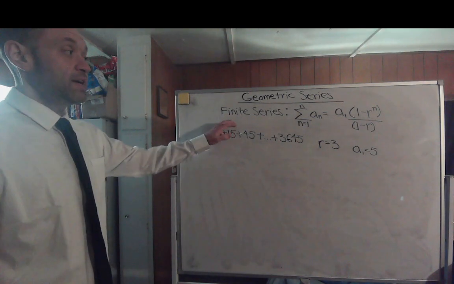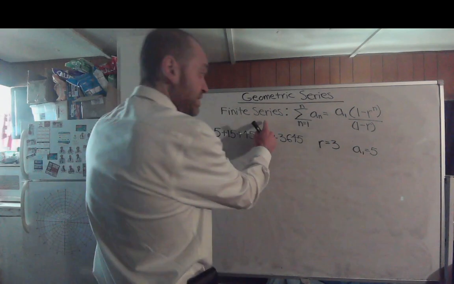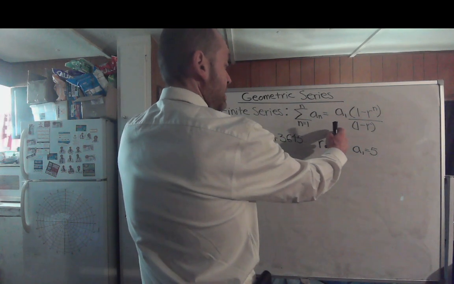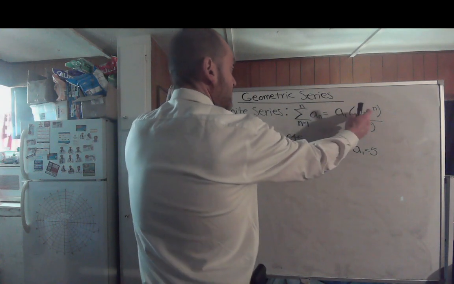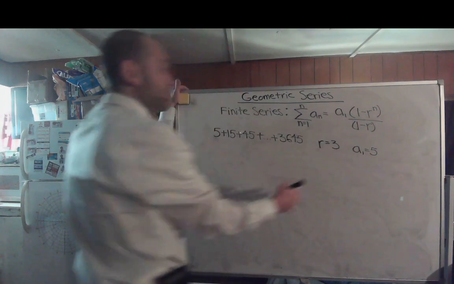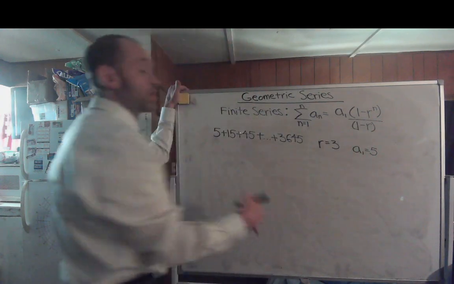But for a finite series, to find the sum of the finite geometric series, you're going to take your first term times the quantity of 1 minus r, that common ratio, to the n, depending upon how many terms you have, and divide that by 1 minus your common ratio.